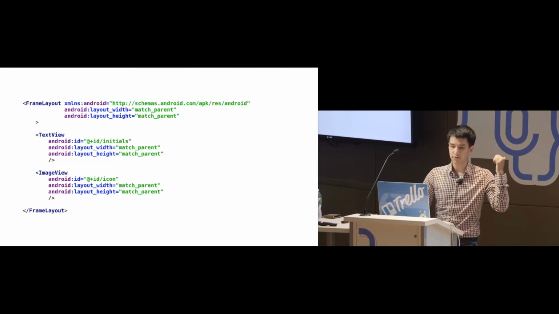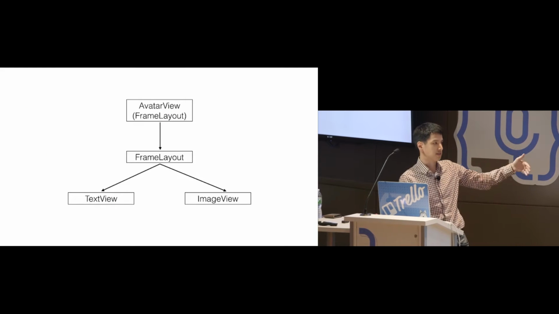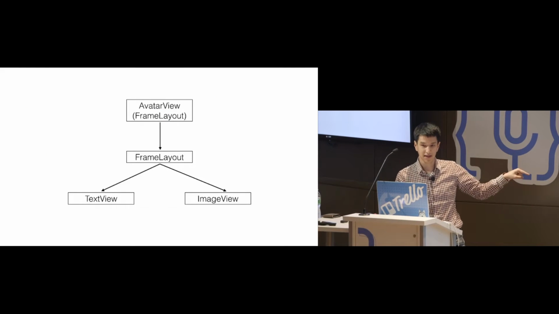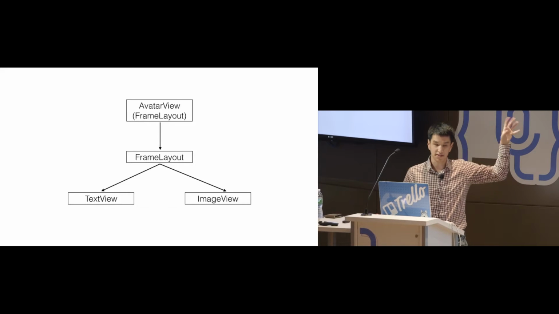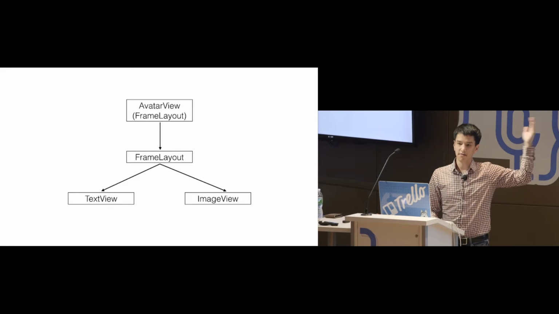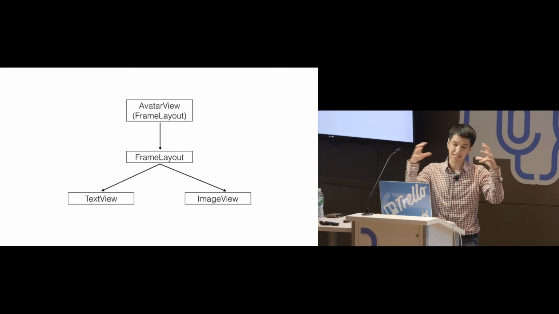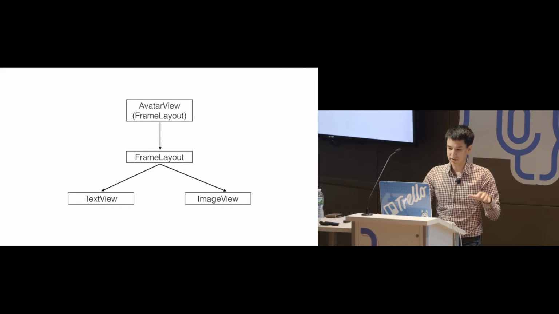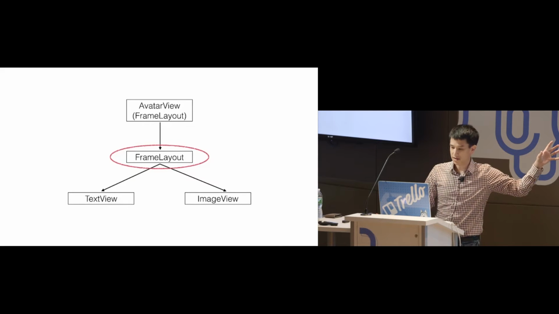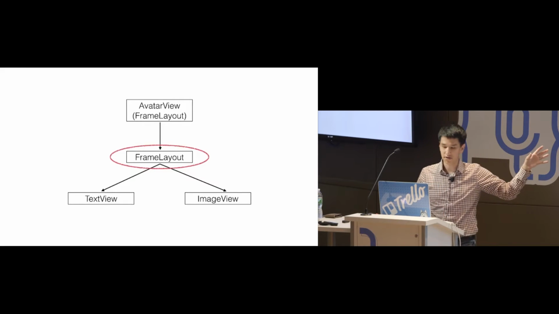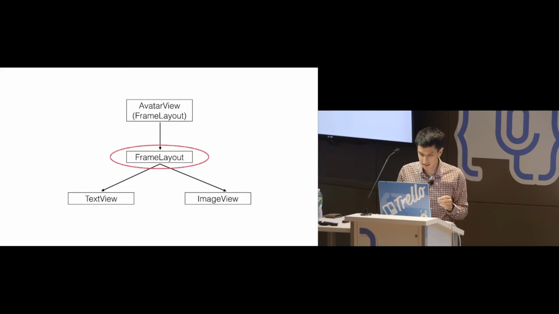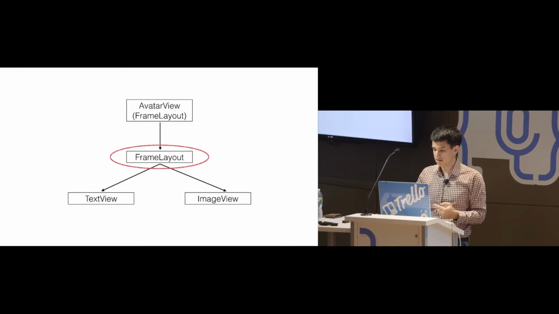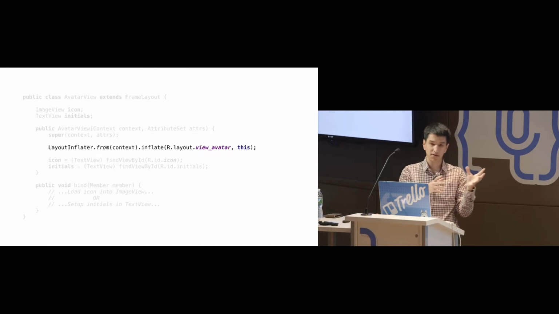The problem is that when you use this method, what you end up with is a kind of view hierarchy like this. So the avatar view itself extends from the frame layout, and then it inflates a frame layout inside of it, which then has a text view and image view. And so the problem is then we have this worthless parent here, frame layout, which is actually doing us no good whatsoever. So the trick to get around this is actually in how the inflation works.